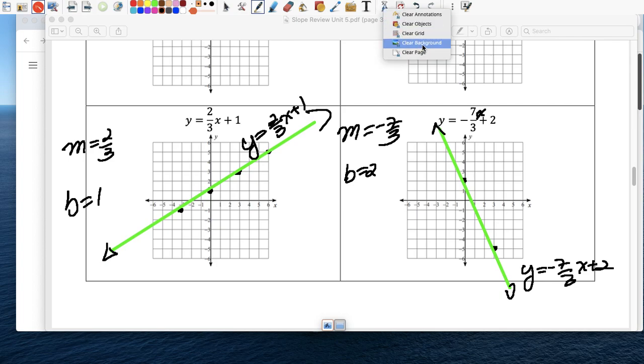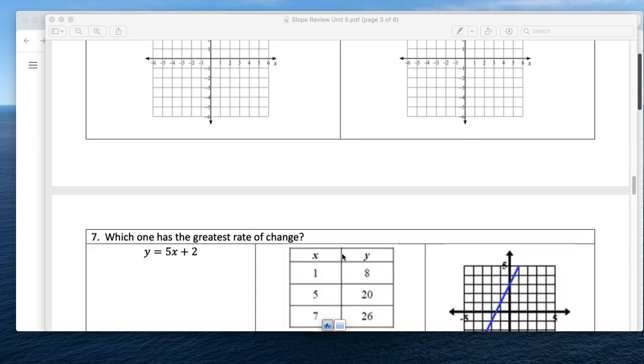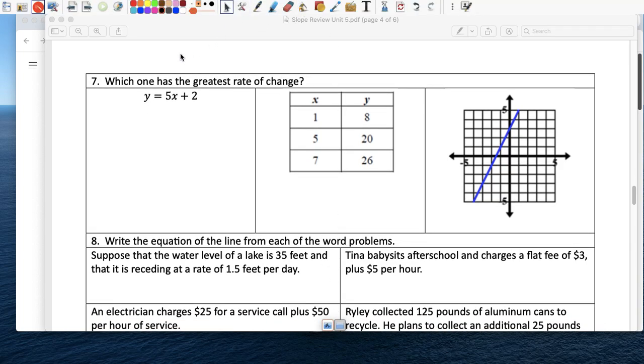Not bad, right? This is just procedural. So, which one has the greatest rate of change? When you think about it, which one is the steepest? So, the rate of change, or the slope, I'm going to put here, slope. For the first one, the slope is 5. Second one, let's calculate it. Well, let's take these 2 points.